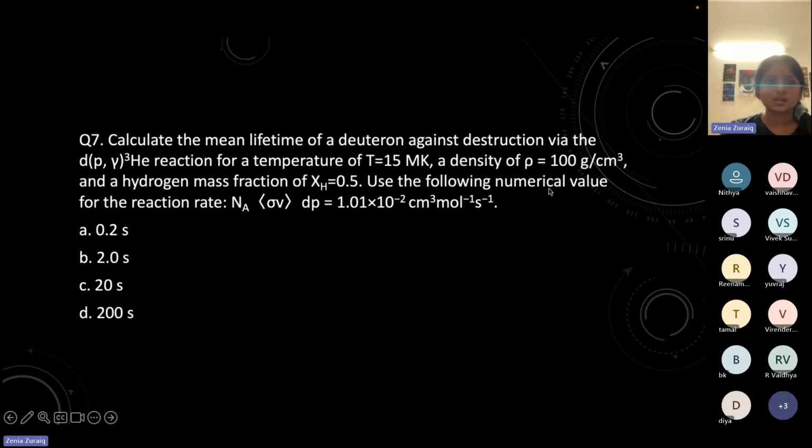Okay, so this is: calculate the mean lifetime of the deuteron against destruction via this reaction for this given temperature, and the density and all that is given. They've also given you the reaction rate. I think this also comes from maybe one or two lectures ago, so I'll give you two minutes to find or remember the formula and solve it.